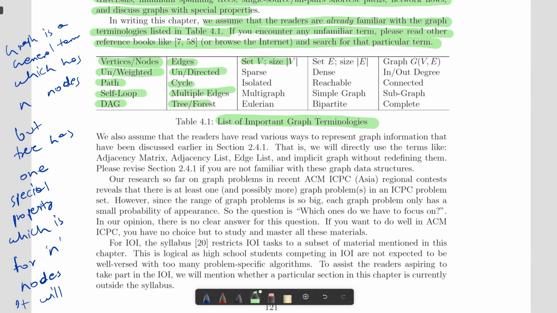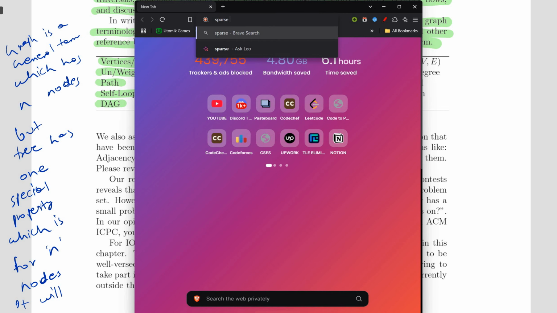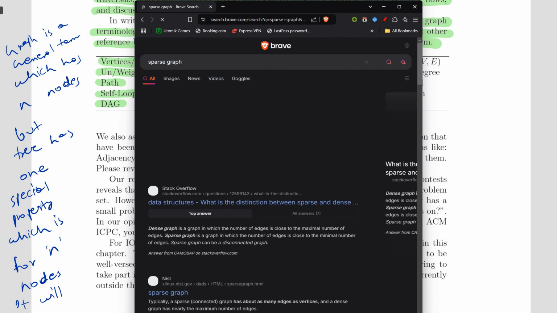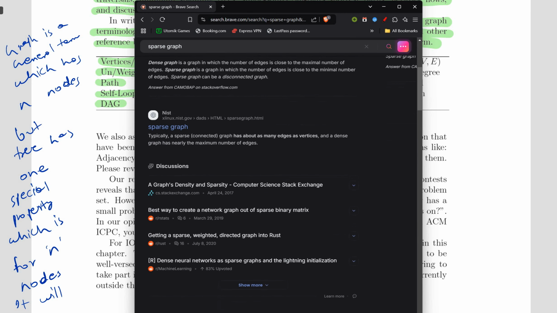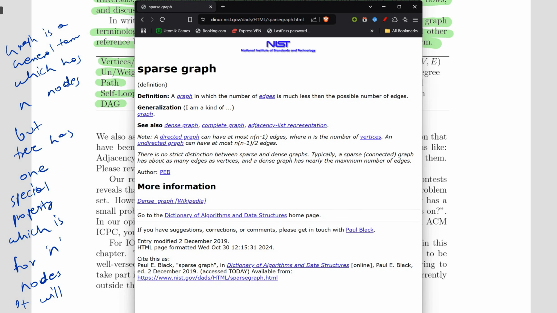Now sparse graph. If we don't know about sparse graph, let's search. Whatever we don't know, we are going to search in this series. So what is a sparse graph? A sparse graph is simple: a graph in which the number of edges is much less than the possible number of edges.